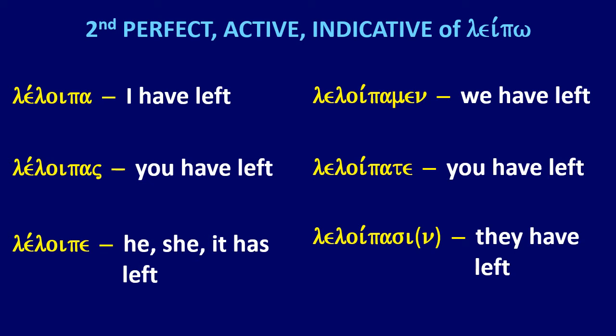And in this case, the kappa is absent. That is one thing that you'll notice with second perfect active indicatives. They do not have the kappa perfect sign. And then you've got the same endings as with the first perfect active indicative, which happen to be the same as the first aorist active indicative.